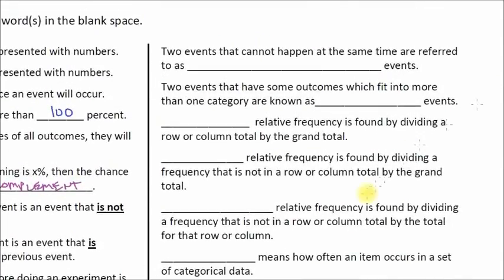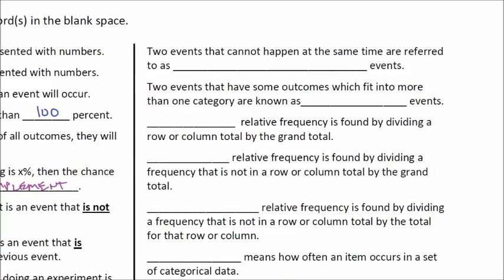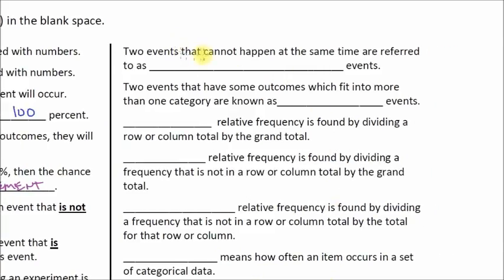Two events that cannot happen at the same time are referred to as blank events. So think about this. It's kind of like rolling a die and saying, what's the probability of it landing on 6 and 5? They can't happen together. Or spinning a spinner, what's the probability of landing on 2 and 3? It can't happen if you spin it one time. And we talked about these as being mutually exclusive.